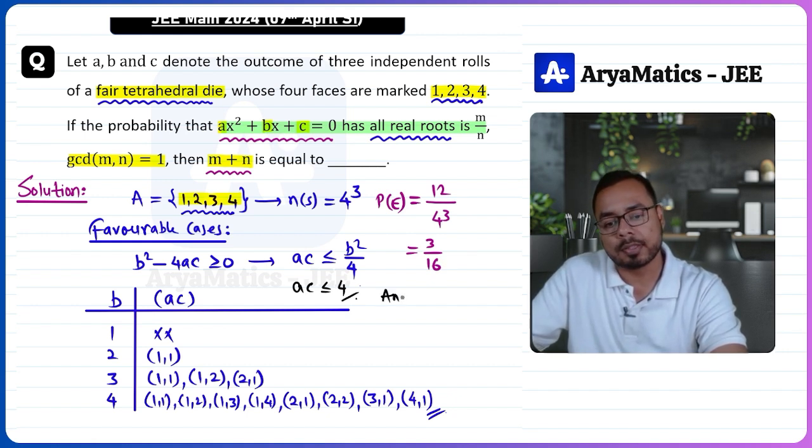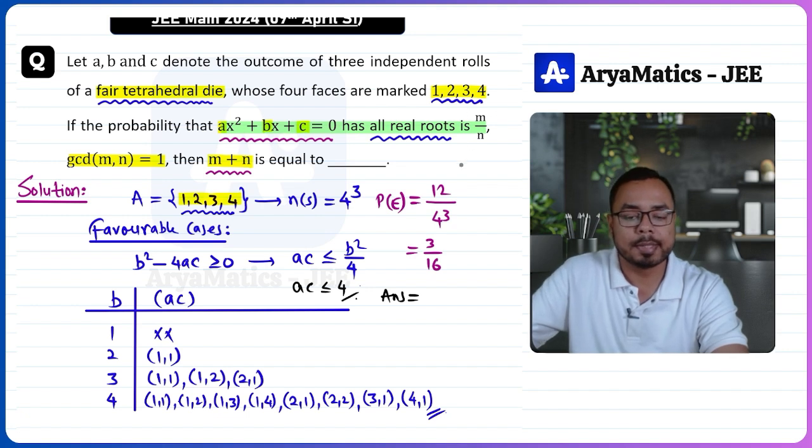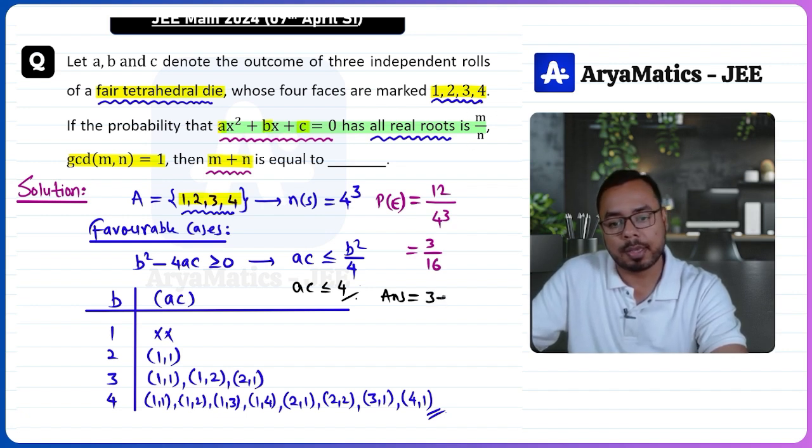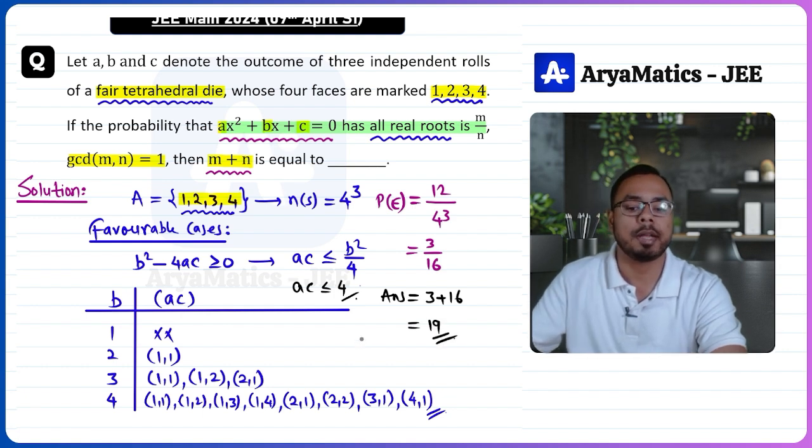So now we can write the answer. The probability is m by n. So that means m must be 3, n must be 16. So m plus n will be 3 plus 16, which is 19. So that should be the correct answer for this problem.